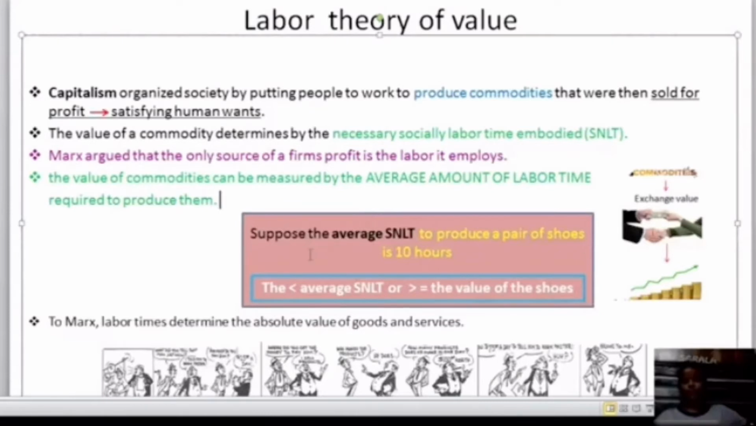For example, suppose producing a pair of shoes needs 10 hours, but labor A takes 20 hours and labor B takes 5 hours to produce a pair of shoes. The value of the shoes in the market is still the same. To Marx, labor time determines the absolute value of goods and services.